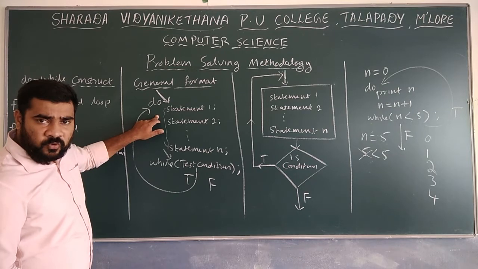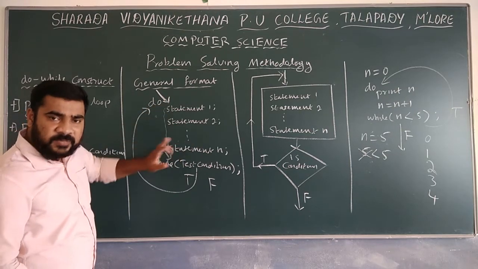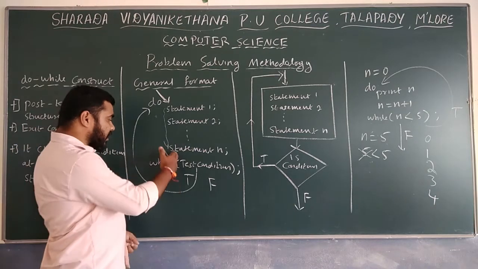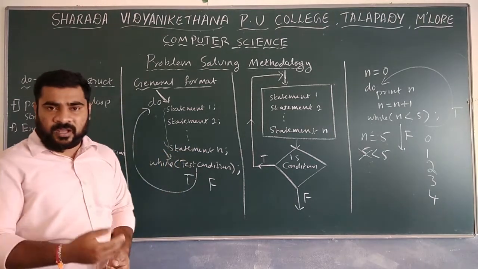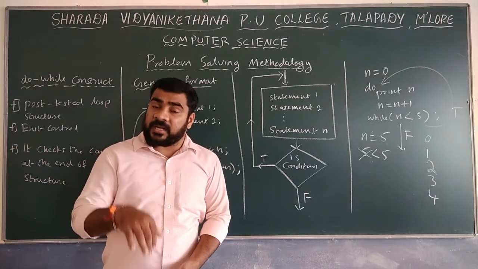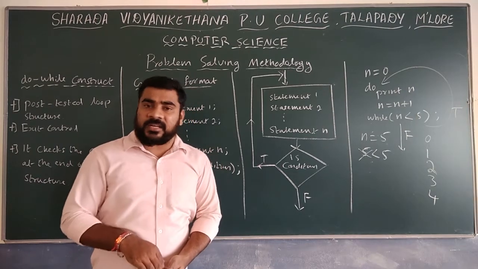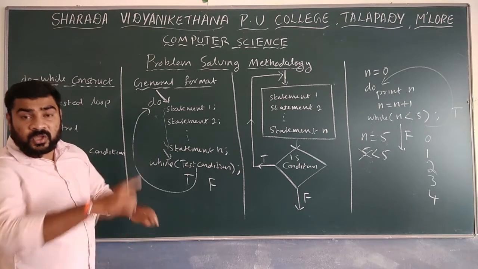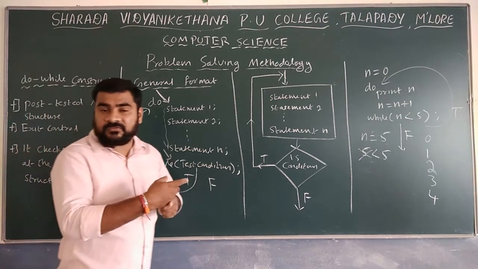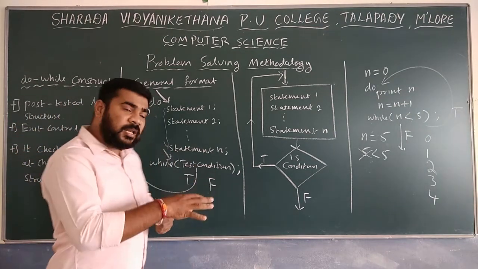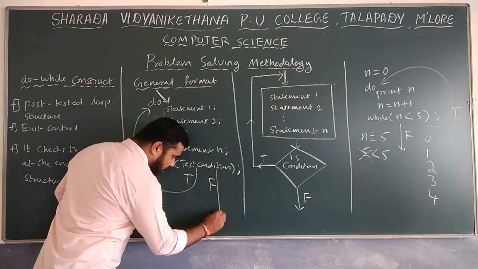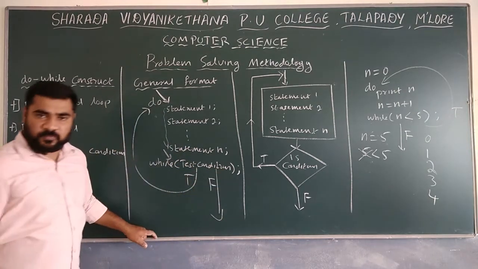Control moves back and once again the statements are executed. After executing the statements, once again the test condition is tested. If the test condition is true, once again the statements are going to execute. So this will be repeating until the test condition becomes false. Whenever the test condition is false, control is moved out from the loop.